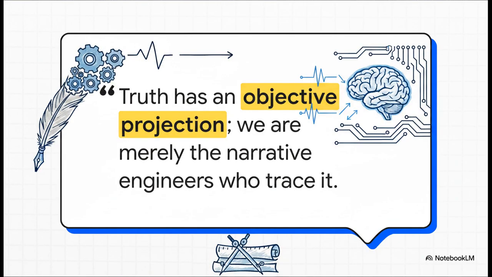I think this quote from Levent Bulut really hits the nail on the head. Truth has an objective projection. We are merely the narrative engineers who trace it. It perfectly encapsulates his entire mission. He's taken the craft of writing, something we've treated as a totally unpredictable, chaotic art form for centuries, and fundamentally transformed it into a precise, calculated science. It's all about respecting the reader's biological hardware and engineering a structural pathway straight to it.